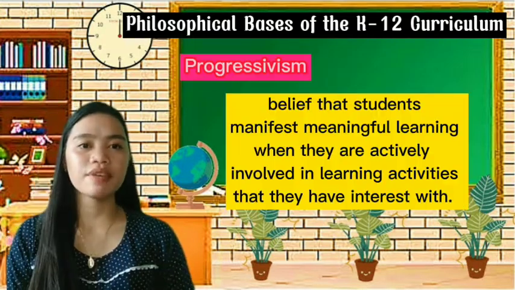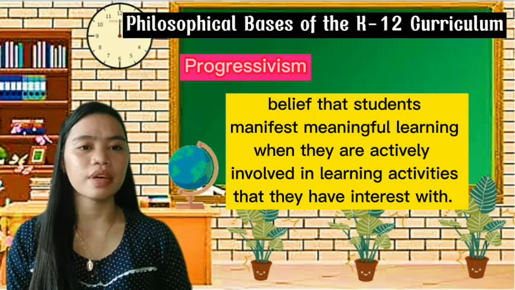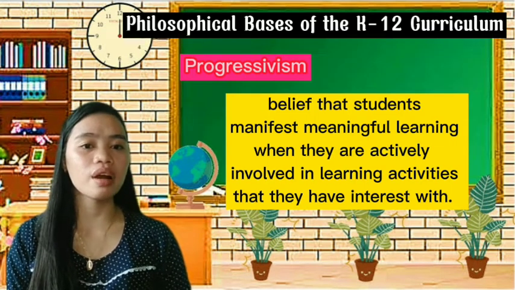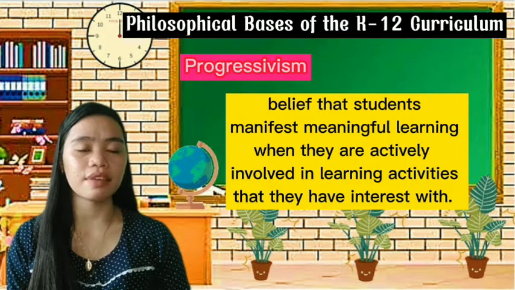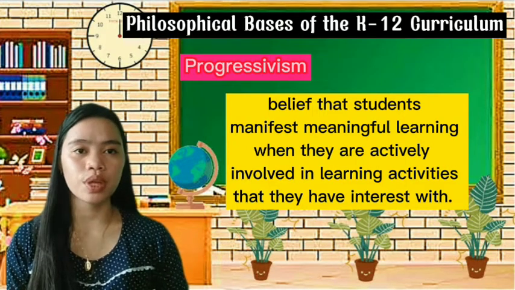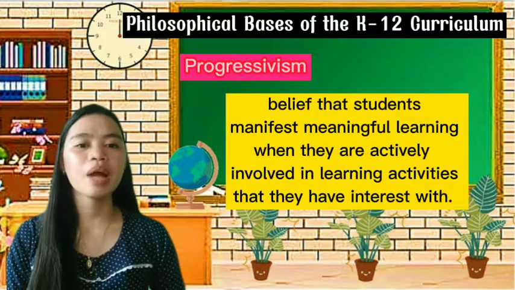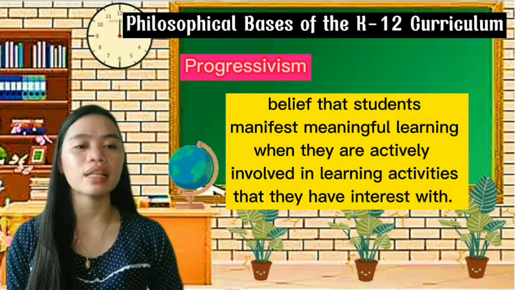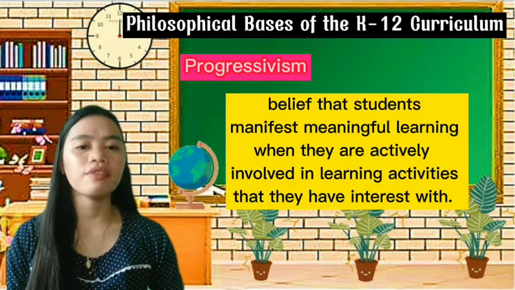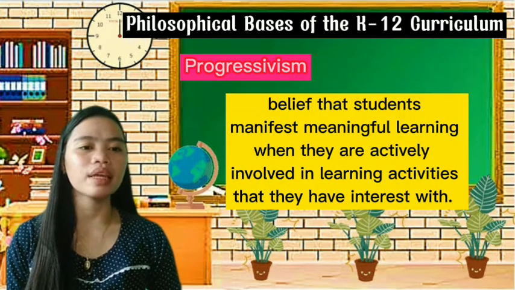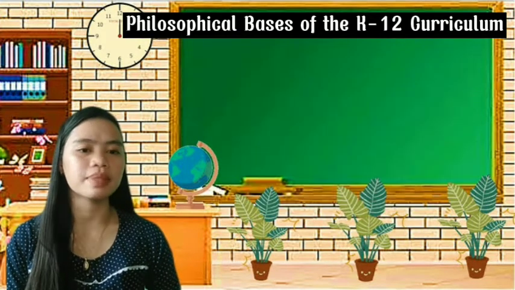Next is progressivism, which believes that students manifest meaningful learning when they are actively involved in learning activities that they have interest in. Progressivists also believe that individuality, progress, and change are fundamental to one's education, believing that people learn best from what they consider most relevant to their lives.